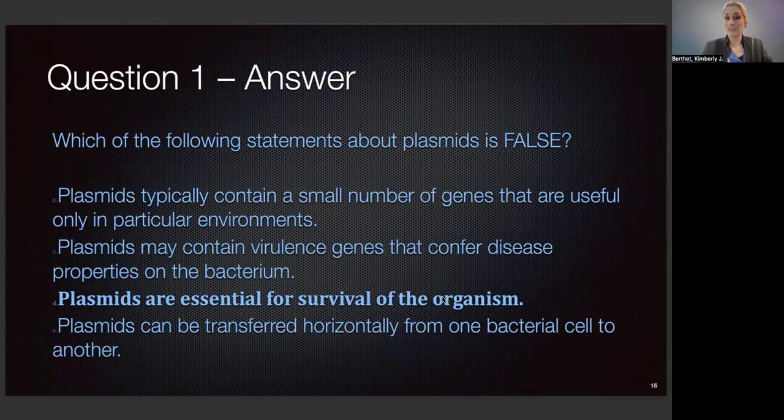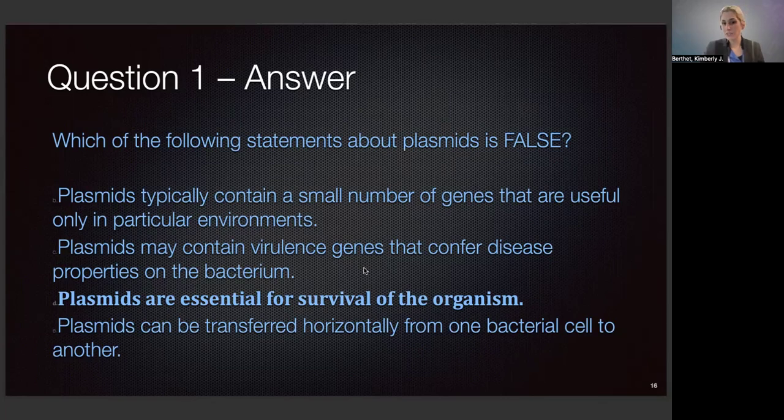Which of the following statements about plasmids is false? It says plasmids are essential for survival of the organism. That is actually false because not all organisms have plasmids. Really, the genome of an organism is all they need. If we look at the other ones here, these are all true. Plasmids typically contain a small number of genes that are useful only in particular environments. So maybe it's antibiotic resistance.